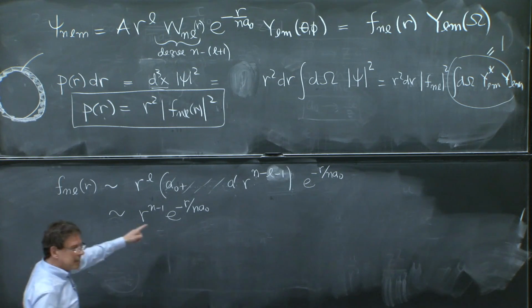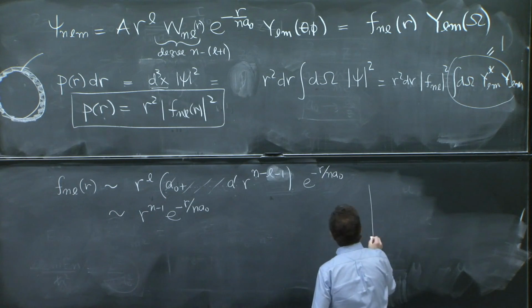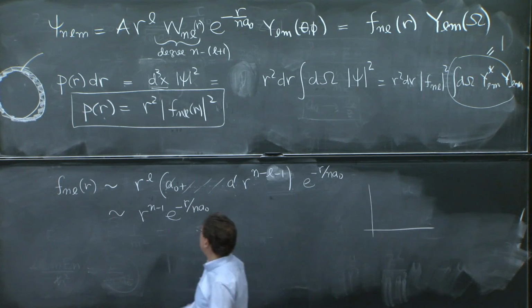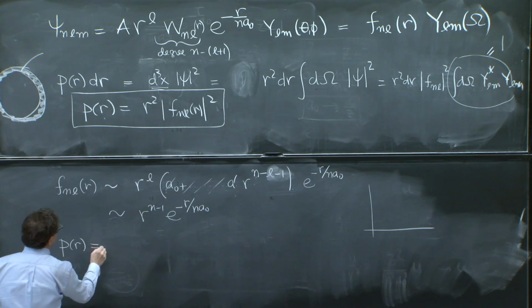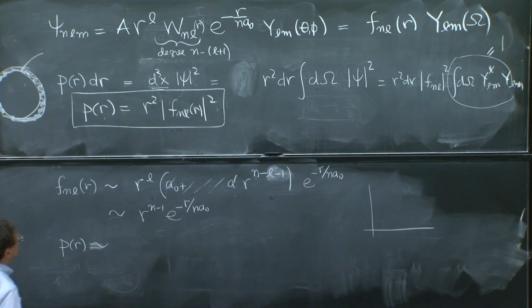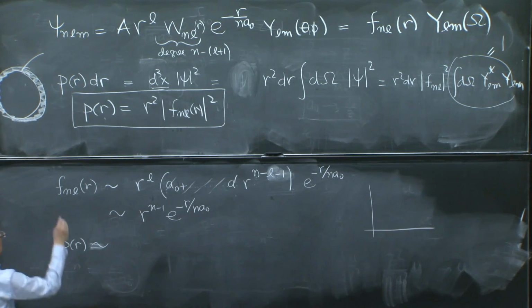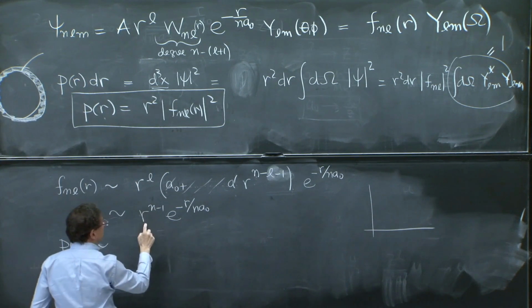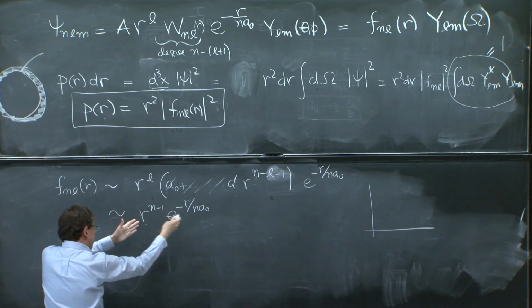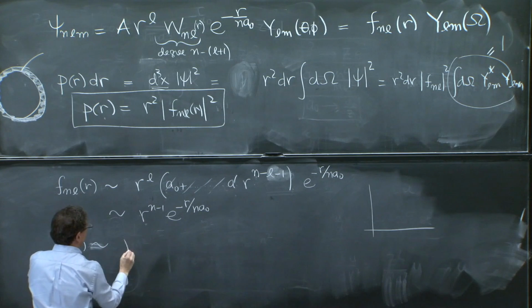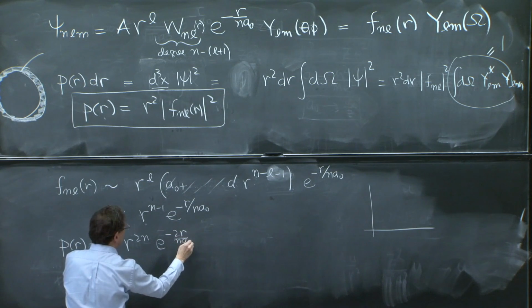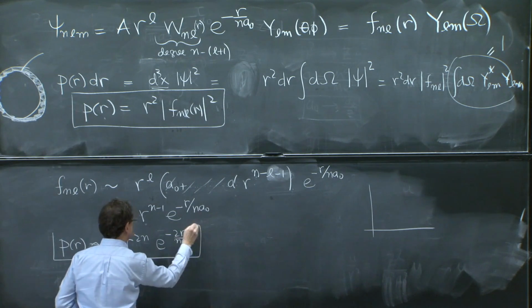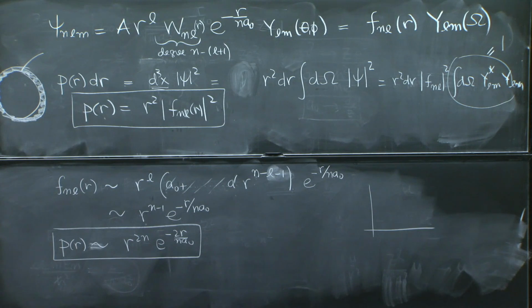And here is the fight that actually changes the answer, because this is F_nL. So actually, I can write P of r is proportional, up to a constant of normalization, and with the approximations we have done, to r squared times this polynomial squared, but taking the last term of the polynomial, so we get r to the 2n e to the minus 2r over n a naught. That's a probability distribution.